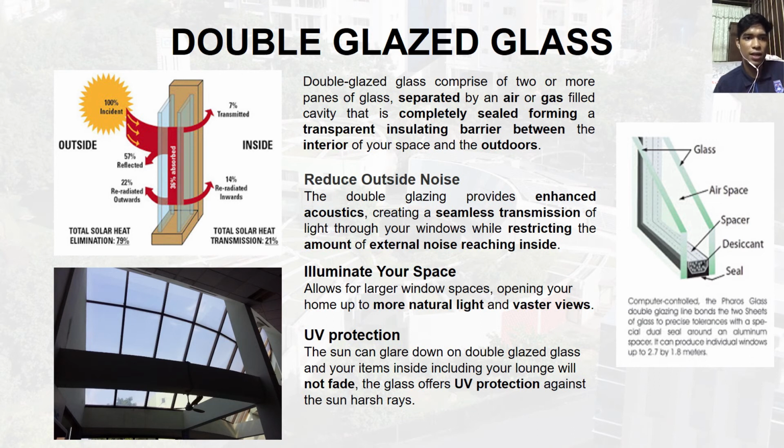So the double glazed glass can also be used for UV protection, because the sun can glare down on double glazed glass and your items inside, including your lamp, will not fade. The glass offers UV protection against the sun's harsh rays, which is not good for our skin. And these are the pictures I showed, the computer control and a little about the double glazed glass, which is glass, airspace, spacer, desiccant and seal.